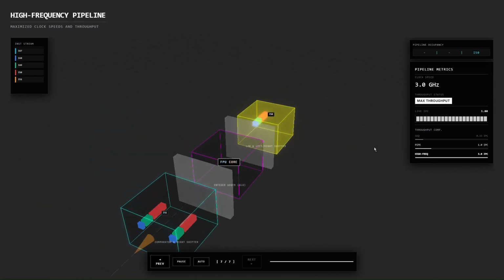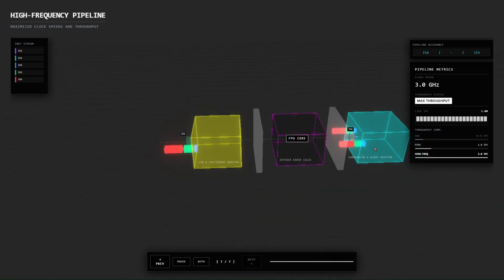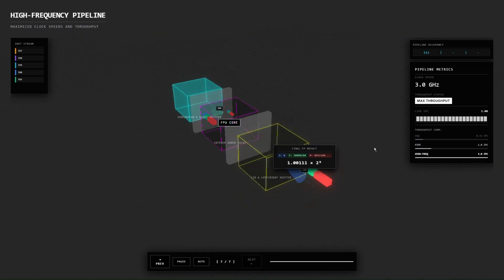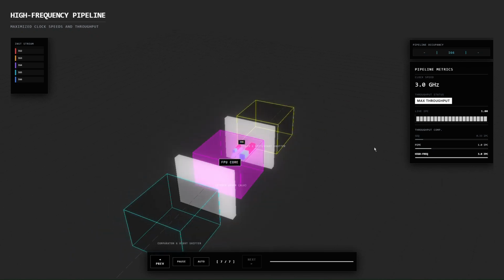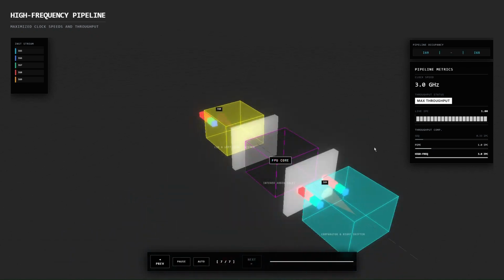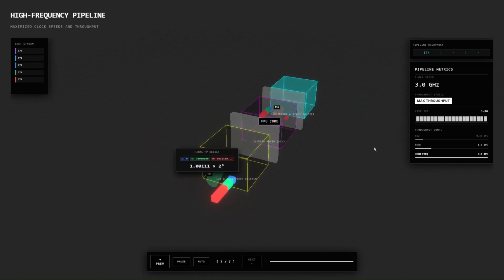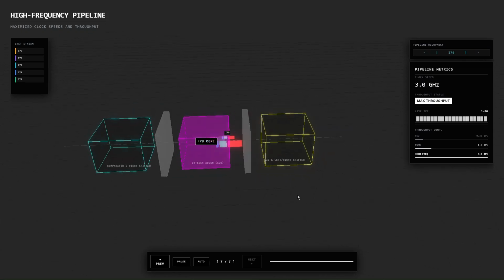At 3 gigahertz, with the pipeline running clean and full, we are completing 3 billion floating point additions per second per lane. Modern CPUs and GPUs have many of these lanes running simultaneously. That is how you get hundreds of gigaflops from a single chip. Look at that throughput comparison chart.